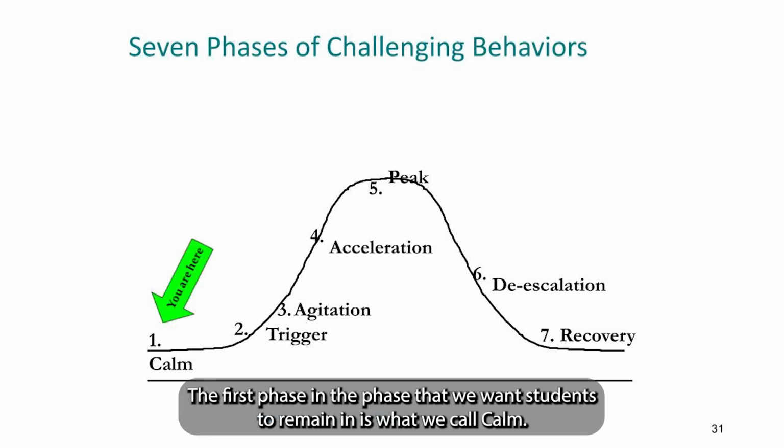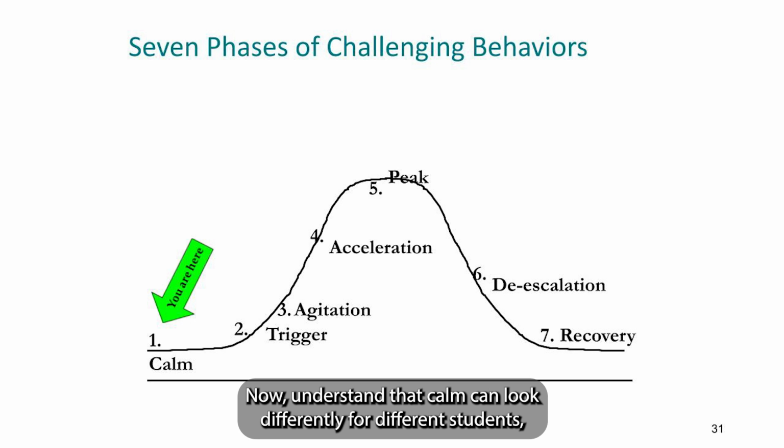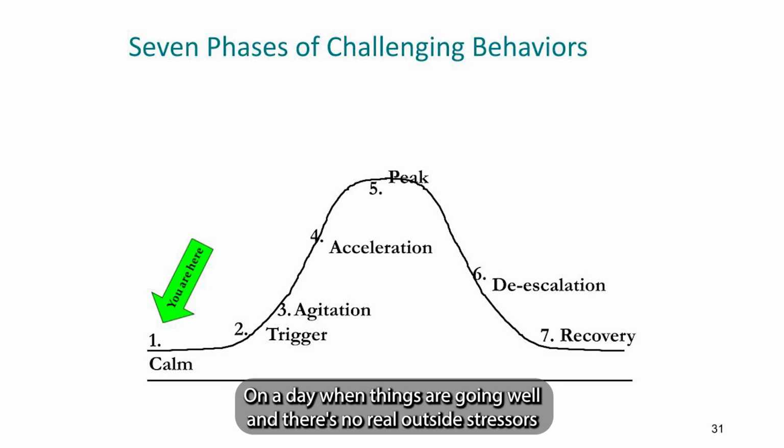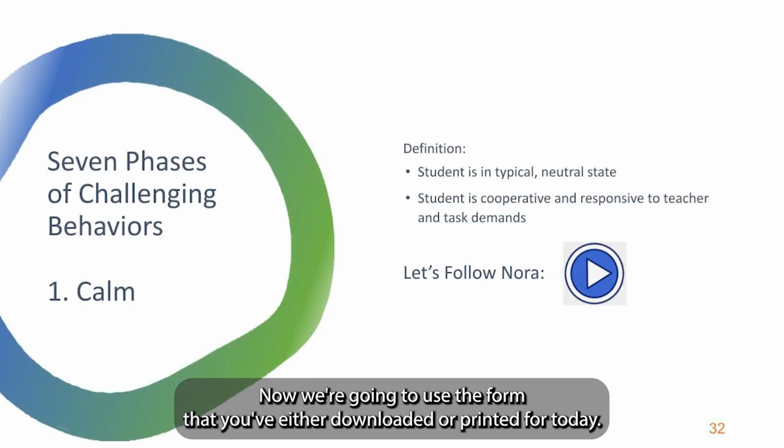The first phase, and the phase that we want students to remain in, is what we call calm. Now understand that calm can look differently for different students, but overall, this is what a student would look like on an average good day, on a day when things are going well and there's no real outside stressors directly affecting them. Now we're going to use the form that you've either downloaded or printed for today.